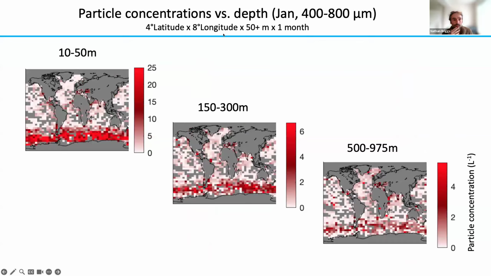We can also look at any of these given concentrations as a function of depth. The color bars are changing with depth, but this is looking at 400 to 800 micron particles near the surface, and then in the upper mesopelagic and the lower mesopelagic. And you can see the attenuation with depth. You can also see as you get deeper, the signal does become a bit noisier, where a single particle can cause local anomalies, but we can still clearly see the regional patterns and the large flux to the deep ocean in the Southern Ocean in January.